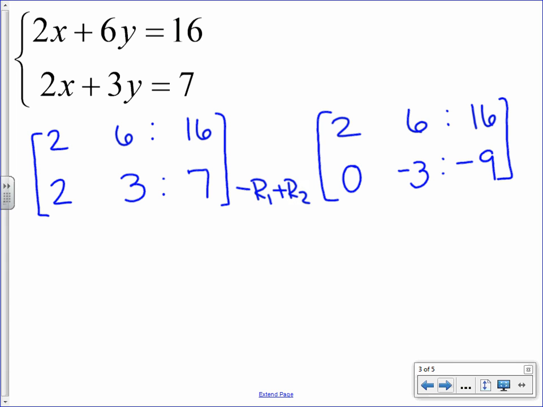Now, can we be crazy and do 2 things at once? Yes, we can. So I know that in that first row, I want that 2 to be a 1. And in that second row, I want that -3 to be a 1. So what can we do to the first row? We can multiply by 1/2, you could think of it as dividing by 2. And the second row, we're going to multiply by -1/3 so that we get a +1 out of the deal.